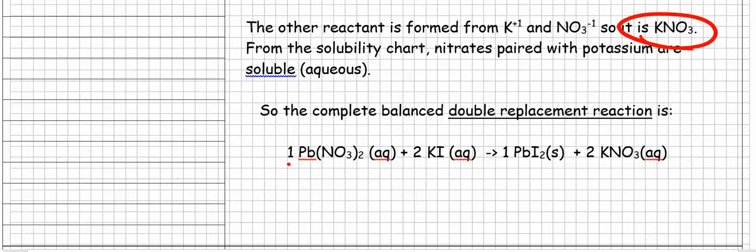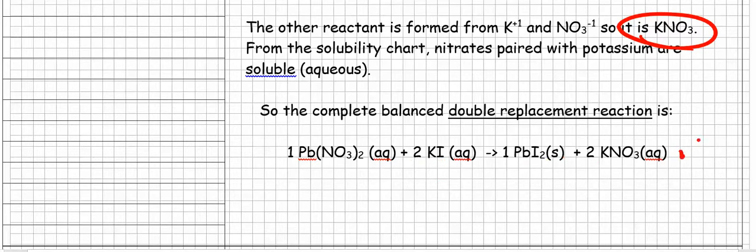One lead on the right-hand side, one lead on the left-hand side. I'm going to keep the nitrates together, right? So 2 nitrates right here, because there's a 2 right there, 2 nitrates right there, right? The next one is potassium. 2 potassiums here, 2 potassiums there. 2 iodides here, 2 iodides there.